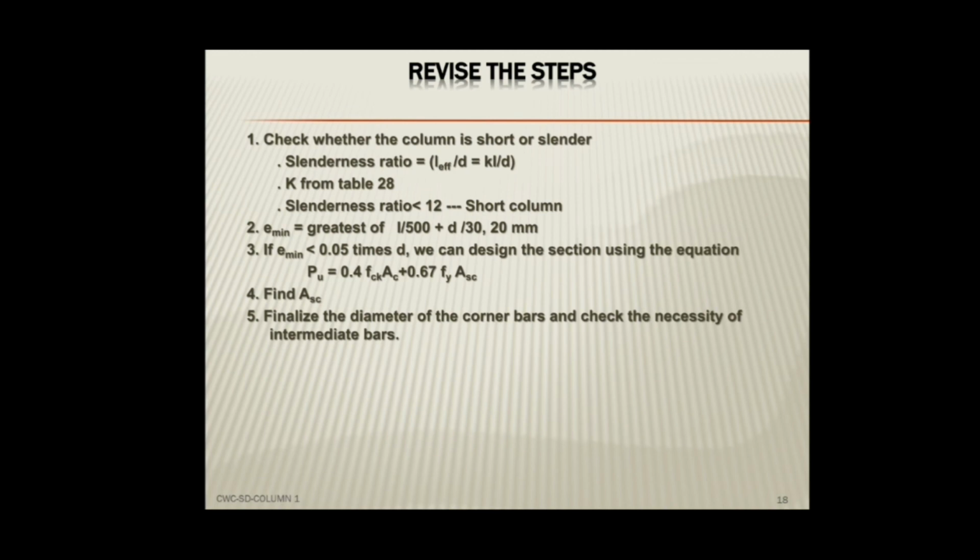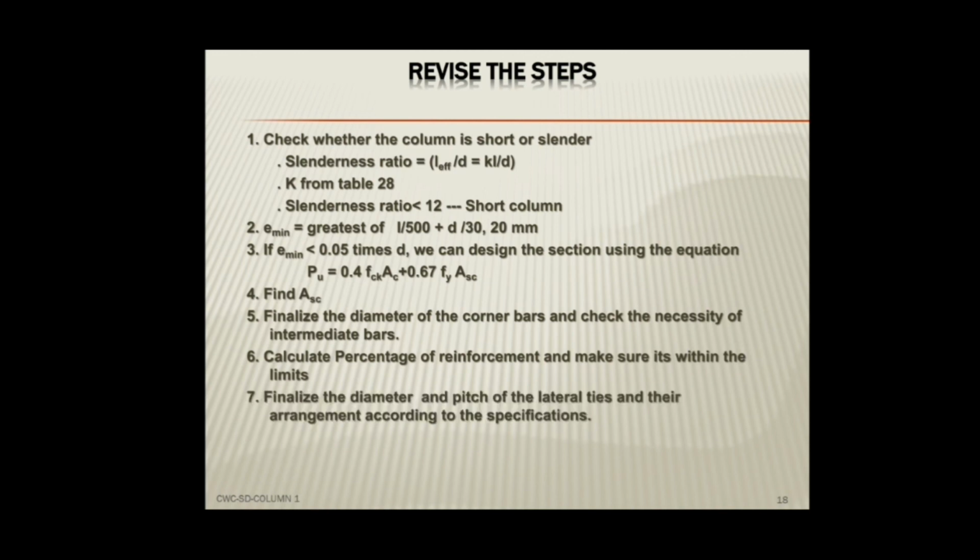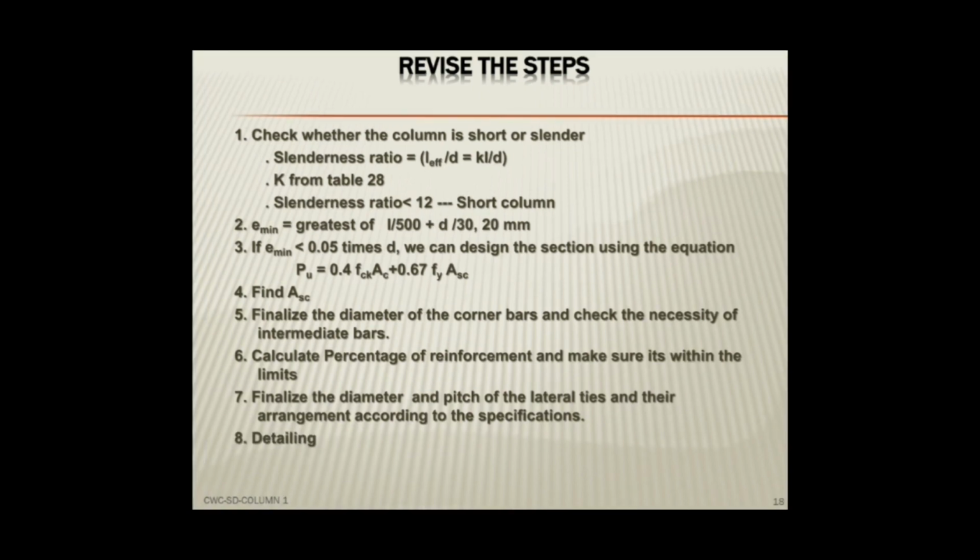Finalize the diameter of the corner bars and check the necessity of intermediate bars. Once the longitudinal bars are fixed, find out the actual percentage of reinforcement and check whether it's within the specified limit. Finalize the diameter and pitch of the lateral ties and their arrangement according to the specification. The final step is the detailing part.